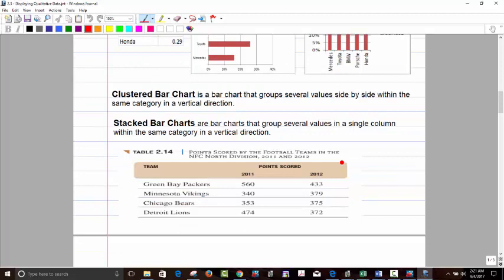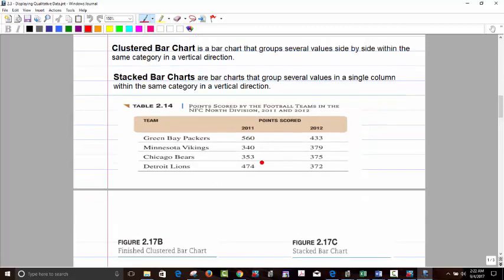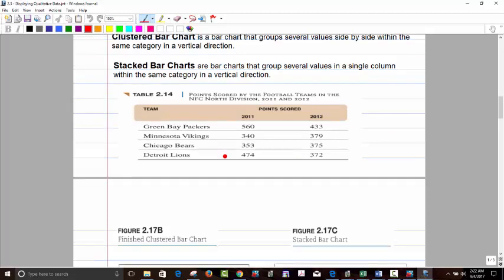Now let's look at this data. This data shows points scored by the following 4 football teams in the North Division and NFC in 2011 and 2012. I won't read all these numbers out, but I just want to show you the difference between a clustered bar chart and a stacked bar chart.